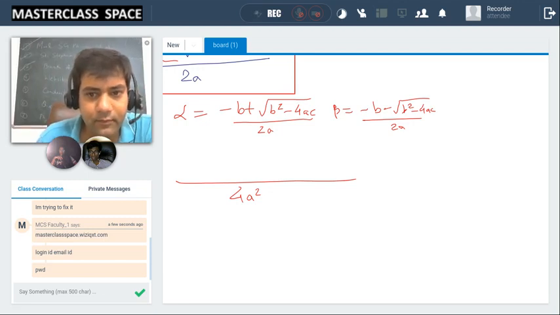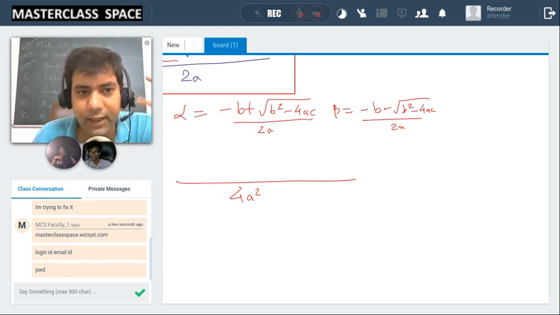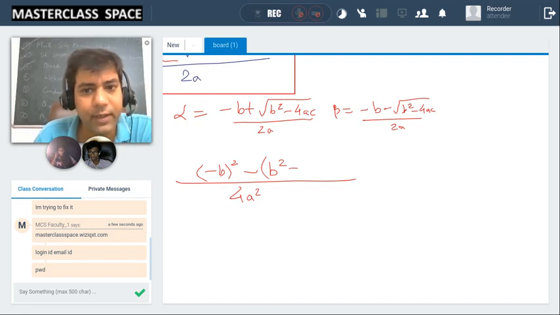Yeah. So it is a plus b into a minus b, what? A square minus b square? A square is what? Minus b whole square, which is b square. A square minus b square. And minus b was what? Under root b square minus 4ac? Yeah. And its square is what? B square? The square of an under root value is what? The number itself. Got it?